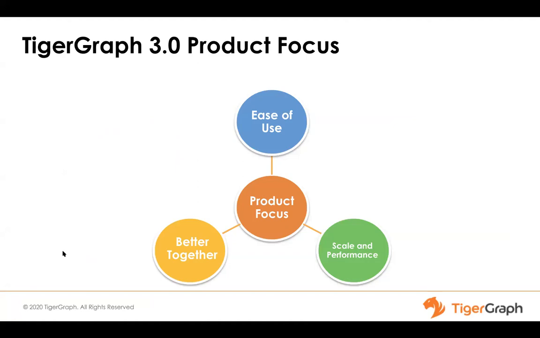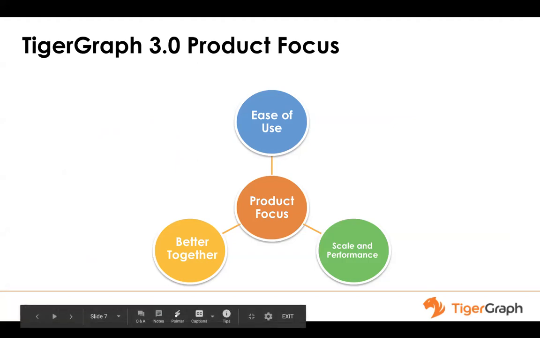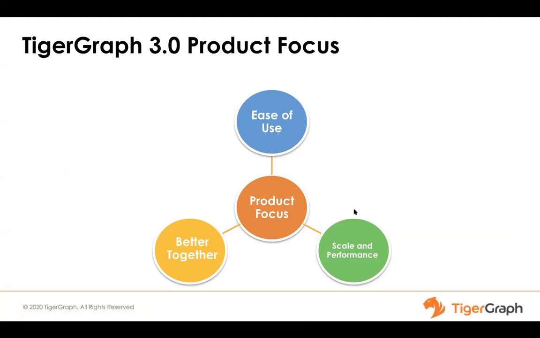There are 3 main product focuses for TigerGraph 3.0. In fact, this is for product development in general at TigerGraph. First, ease of use, which drives consumability. Second, scale and performance, making sure that the database works for the scale that meets today's data size demand, with performant computation, minimal data footprint, and real-time query performance. Third, better together, making sure TigerGraph integrates well with all the ecosystem tools and platforms.